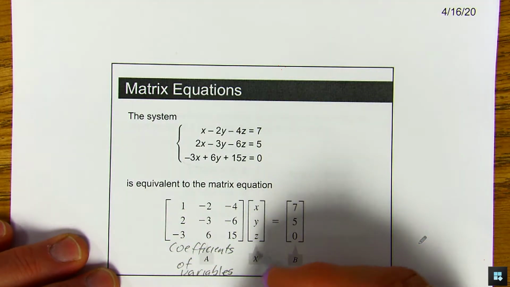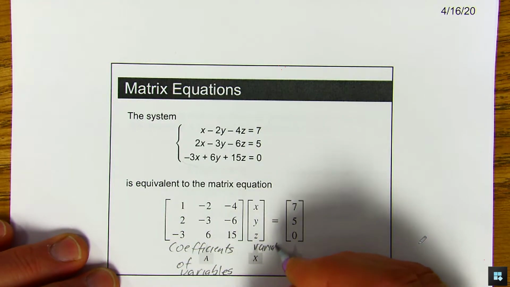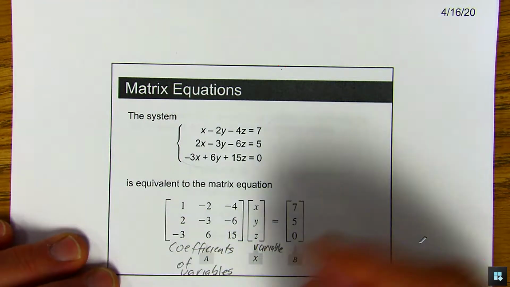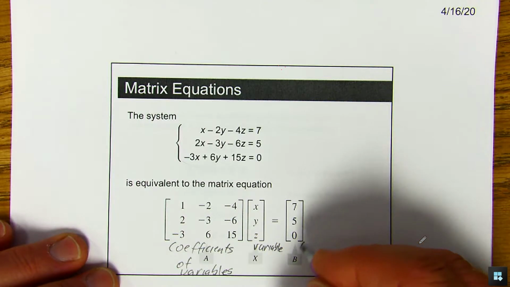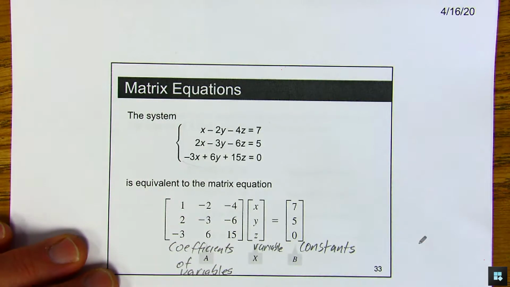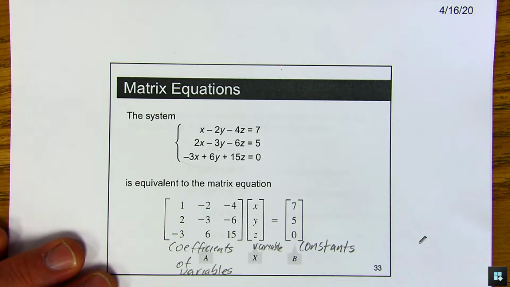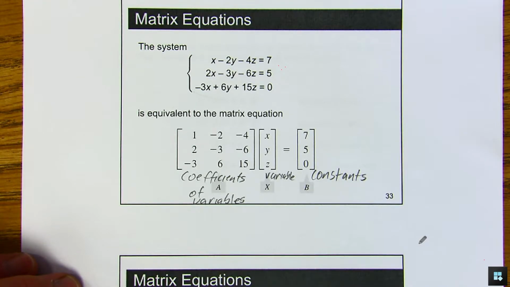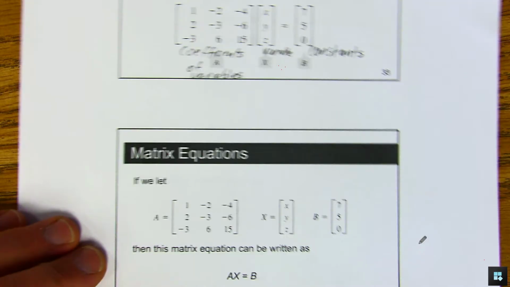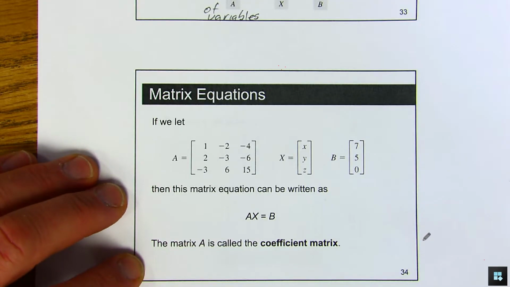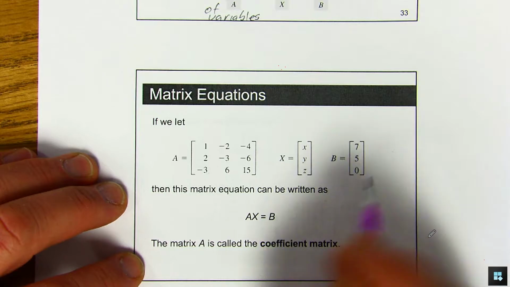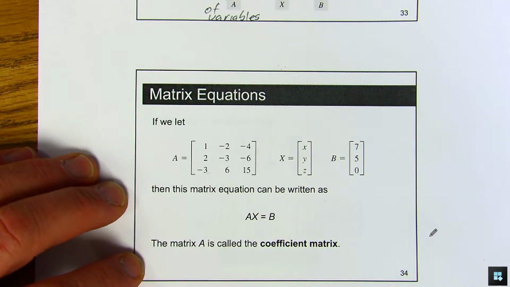This right here, notice it contains all the variables. So it would be known as the variable matrix. And then this one right here is all of our constants. Hence, they're the constant matrix. All right? So that's all 33 is talking about, just how to organize it. And then 34 again shows you that this one's called the coefficient matrix, this one's called the variable matrix, this one's called the constant matrix, okay? So what does that mean?